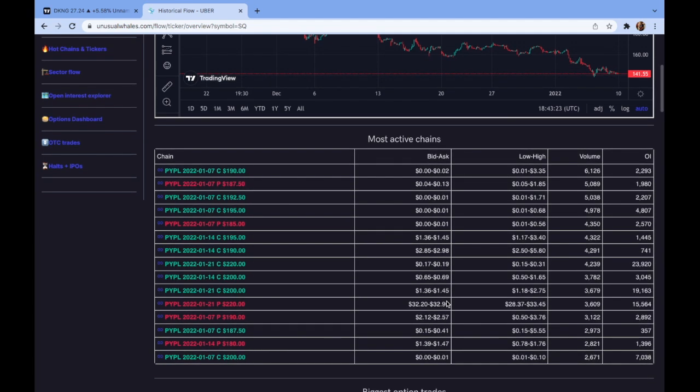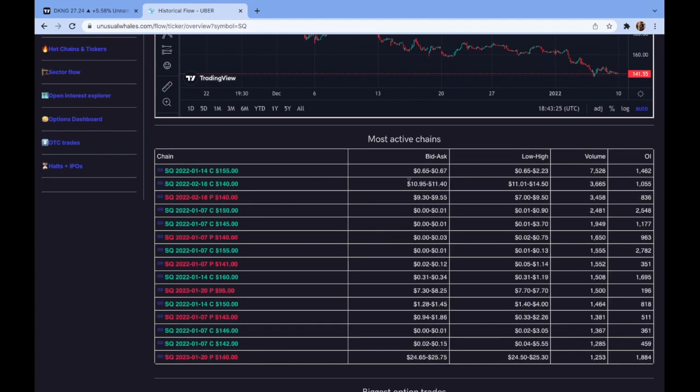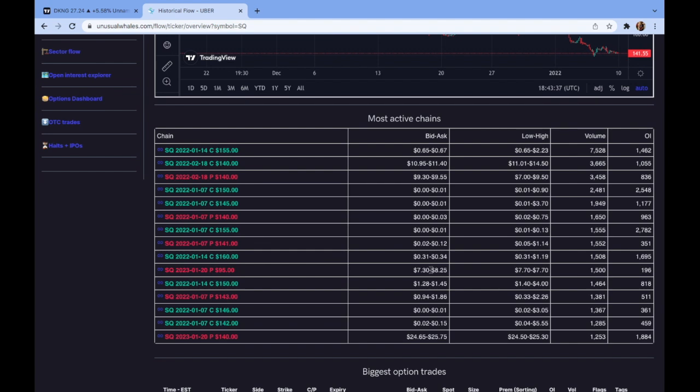All right, so we look at SQ. This 155 call does have a very good bid-ask spread, but look at this put. That's a 25-cent bid-ask spread. This is almost $1 just on calls, right? This is almost $1 as well.